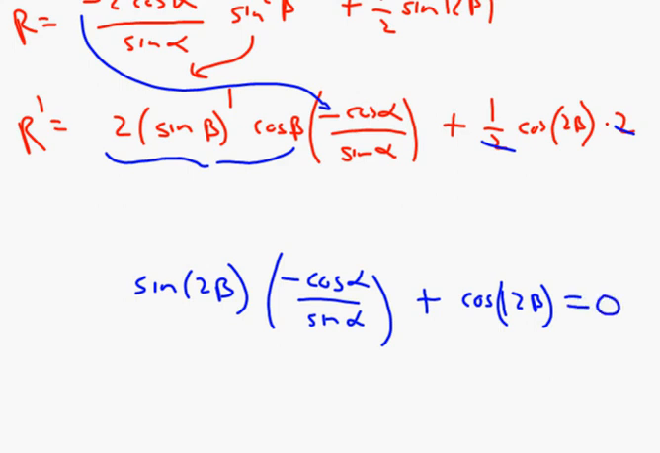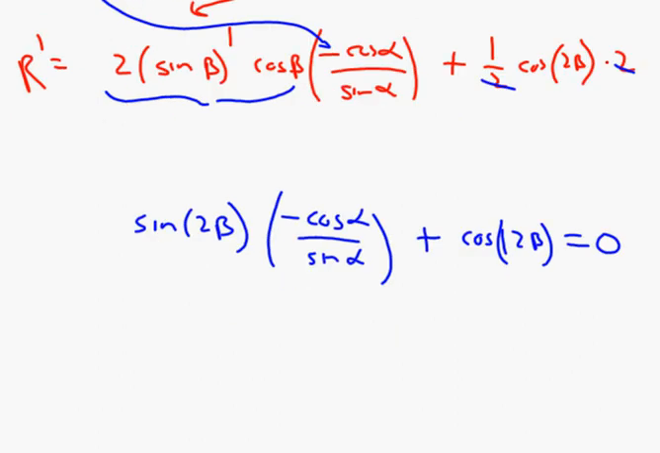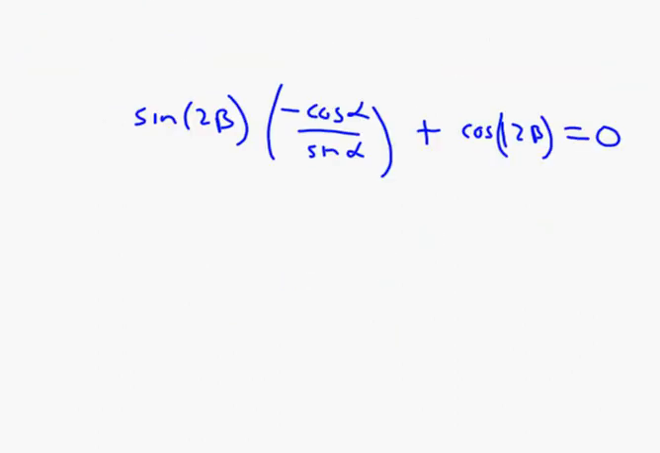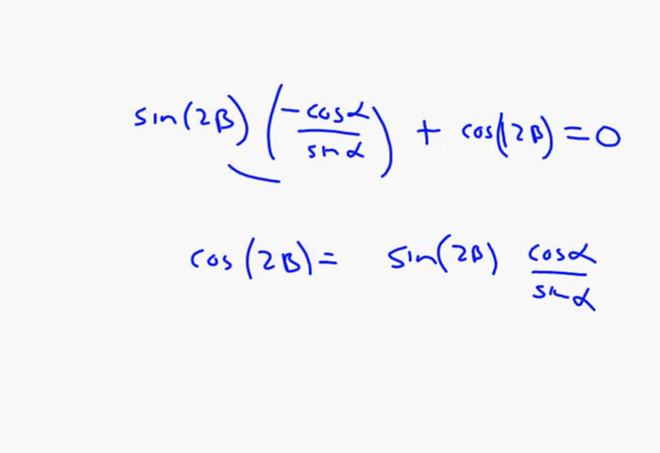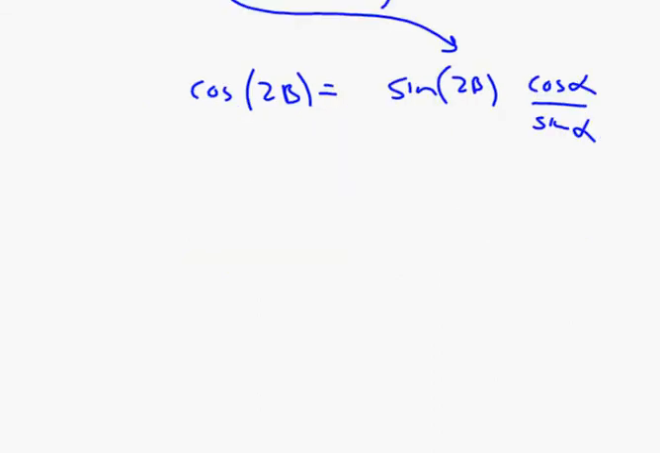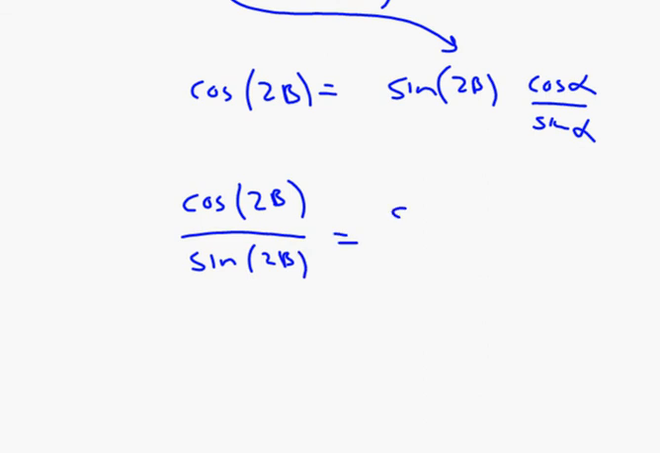And we're ready. Here we go. All right, so move this term over. So we're going to have cosine of 2 beta equals positive sine 2 beta cosine alpha sine alpha, because I moved this term over, it becomes a positive term. And then we divide both sides by the sine of 2 beta. So the cosine of 2 beta over the sine of 2 beta is equal to the cosine of alpha over the sine of alpha. And there you go. This is the condition that has to be satisfied to maximize that distance down the hill.